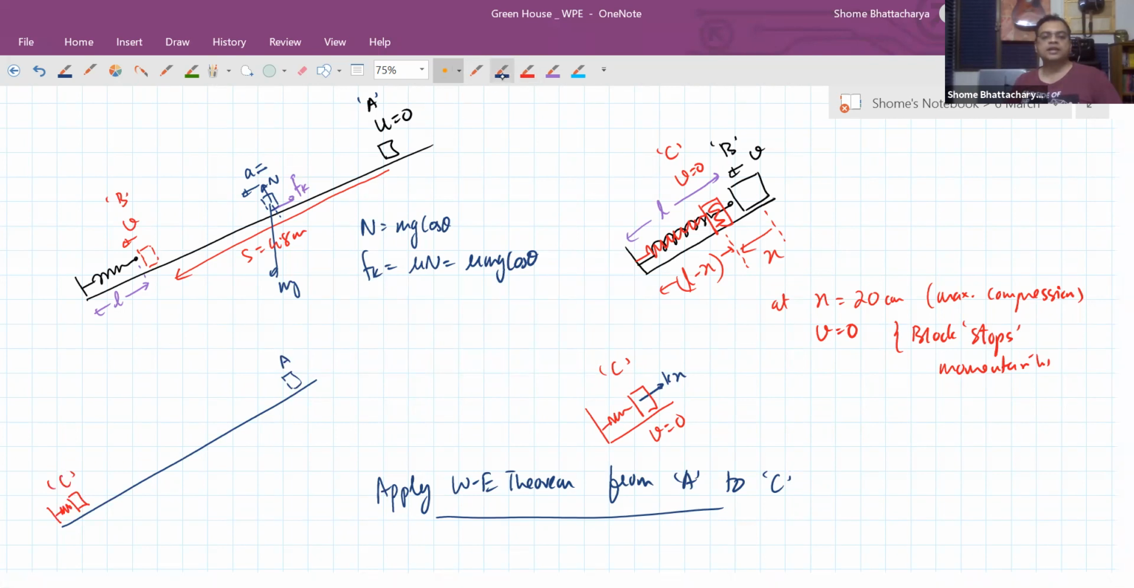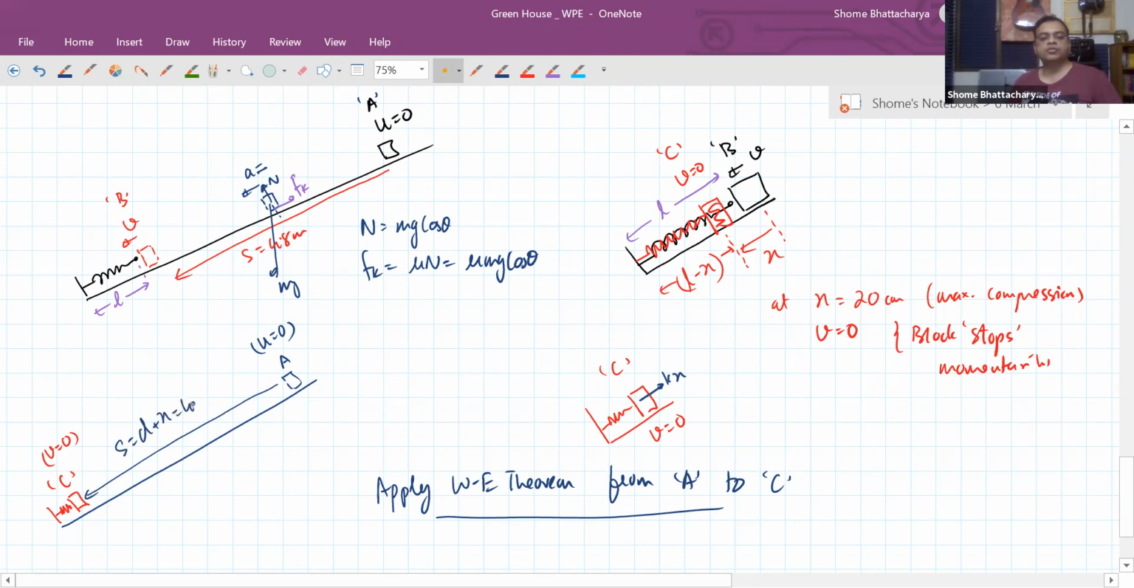What is happening at A? The block started at rest. When it reached C also, the block has again come to rest. Okay. And the total displacement from A to C, you can see is this much. It is 4.8 plus 0.2, or it is 5 meters.